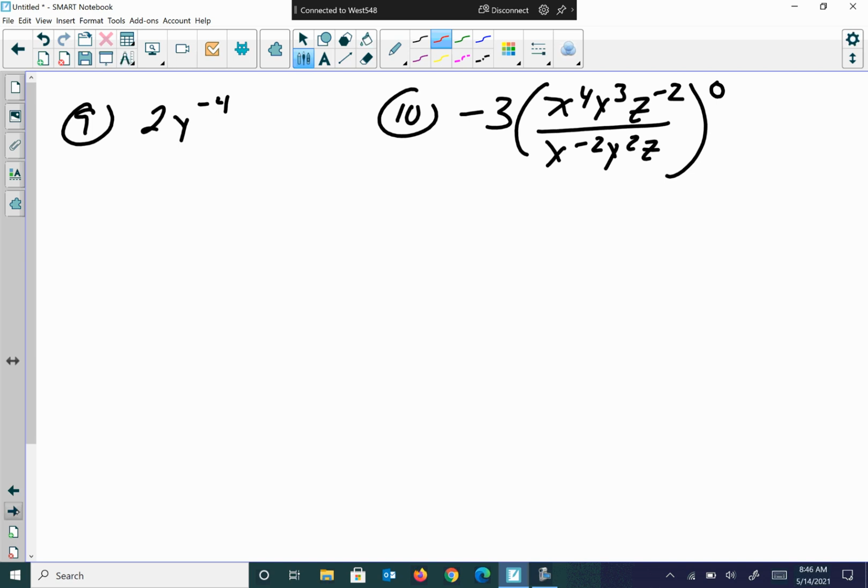Number 9, the y to the negative 4. That's the only thing that has it. So the 2 stays up on top. Y to the 4th moves to the bottom.